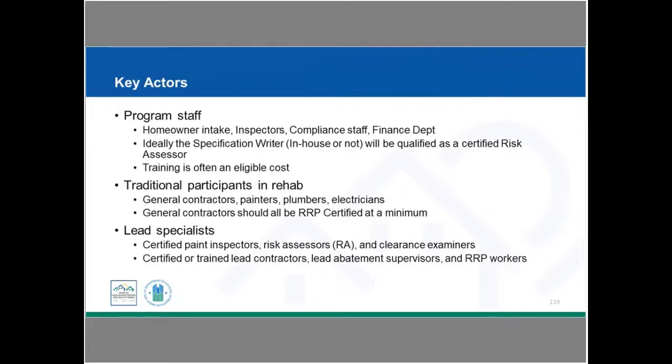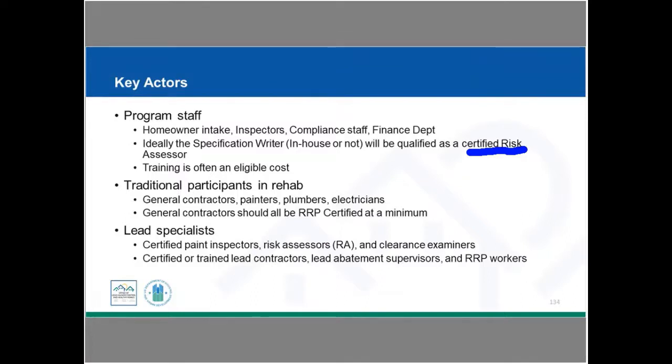All right, we saw this in Module 2, but the slide shows you who the key actors are. So let's review this again. So we have our program staff, and our program staff are the staff that are administering our program. We have our homeowner intake. If you're doing a homeowner type program, you might have a rental rehab program. So any intake staff, our inspectors, compliance staff, our finance department, we're going to have a specification writer, and ideally, whether the specification writer is in-house or somebody we contract with, ideally they would be a certified risk assessor.